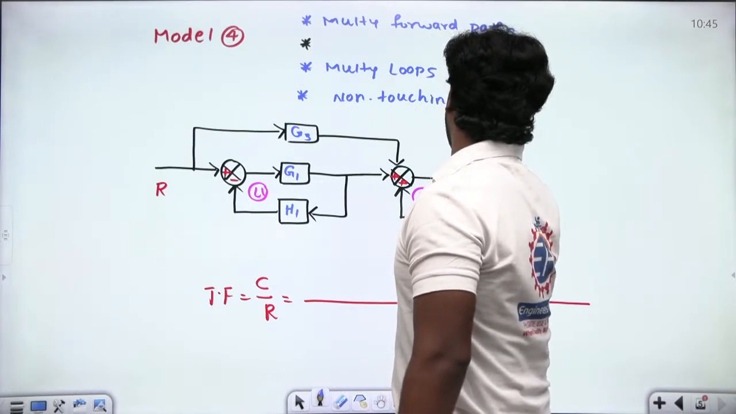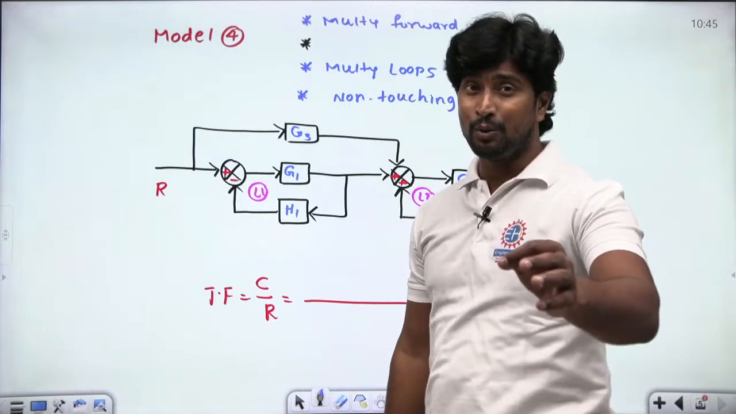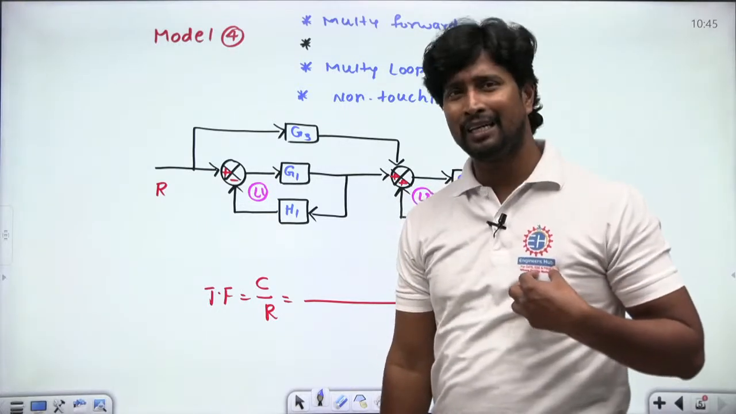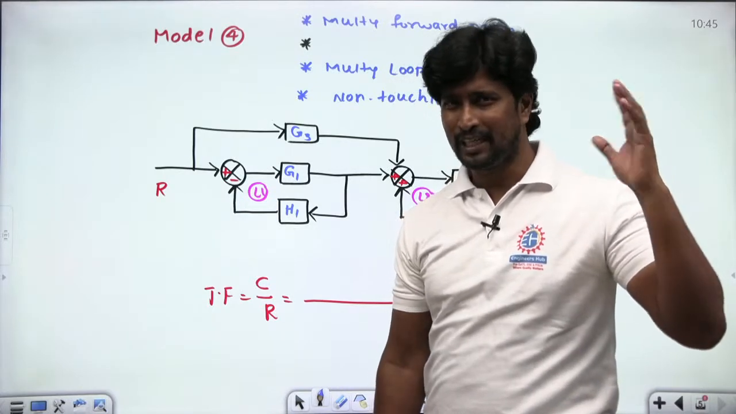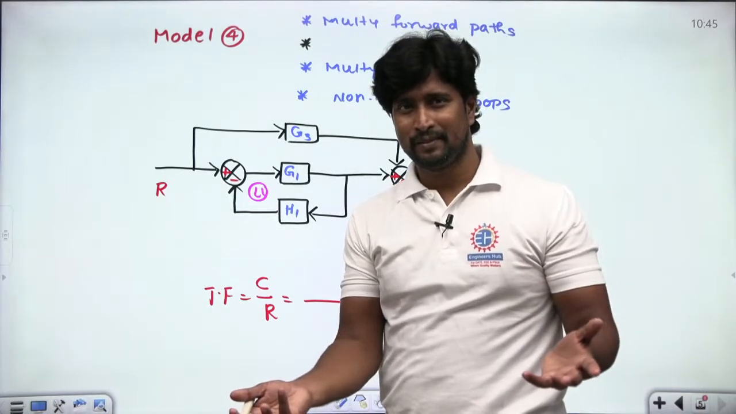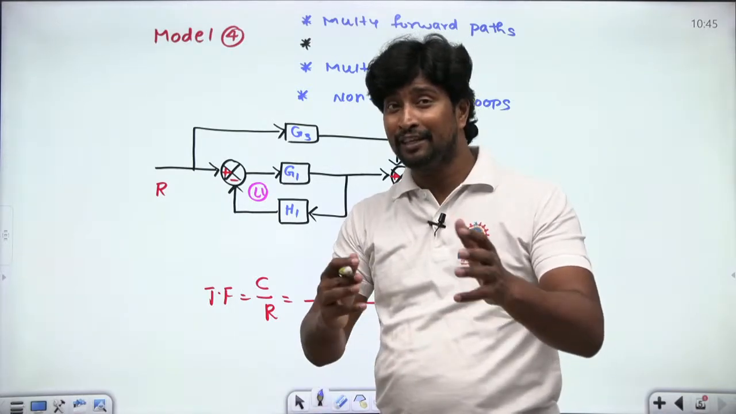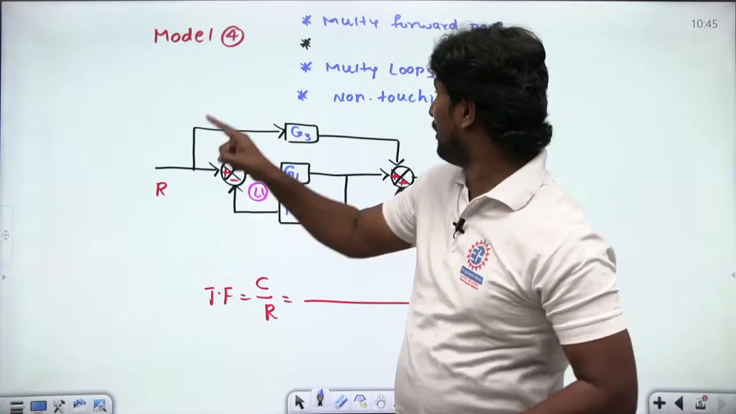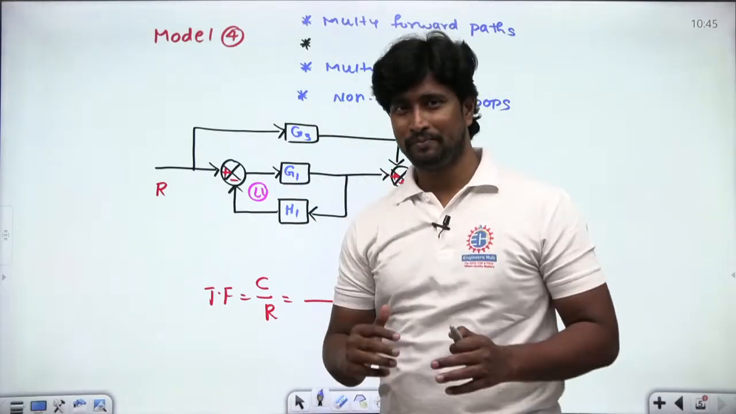But already we know that case. If non-touching loops are present, how to achieve it, already we know. I already clearly introduced it at the time of model number 2 only. That's why it's not a big point. Are you clear? Model number 4 is especially introducing something for chasing the second point only. What is that second point? I would like to introduce it. Wait some bit of time.